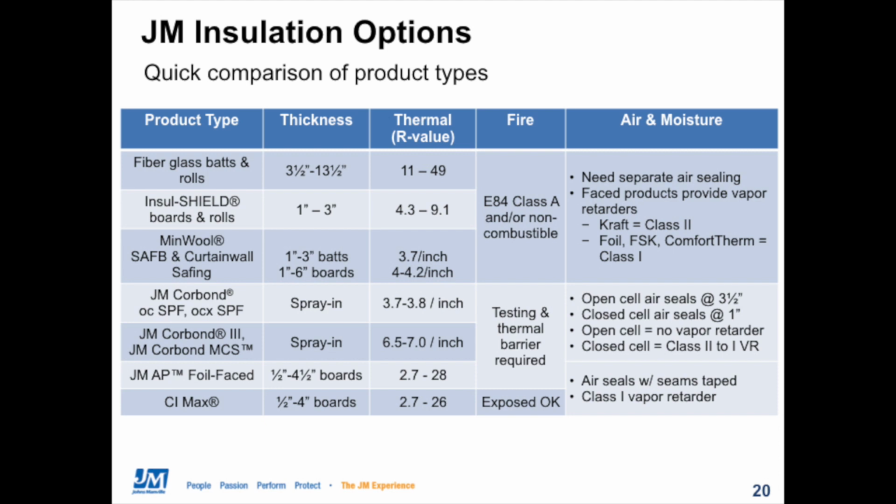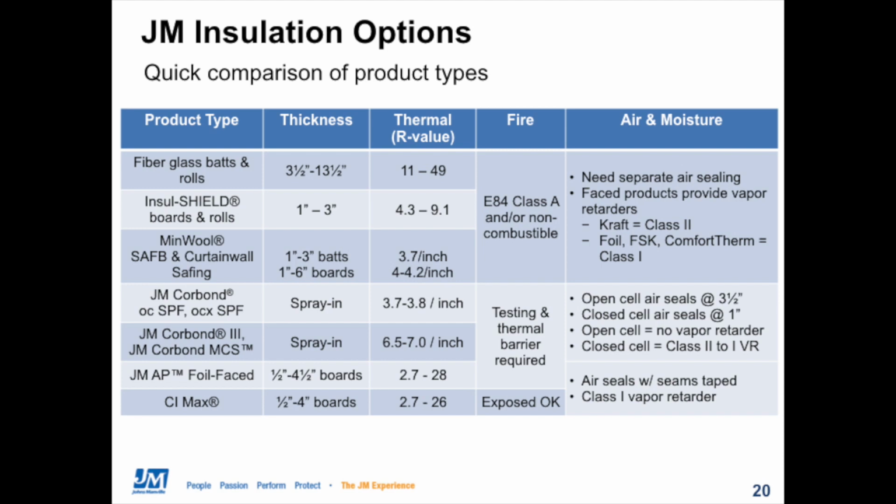All spray foams will provide an air seal function if installed to their minimum thicknesses, so that would be 3.5 inches for open cell and at least 1 inch thick for any closed cell spray foam. And closed cell foams do also provide vapor retarder functions that might be called for by the building code. But open cell foams are vapor open and don't provide any vapor retarder.